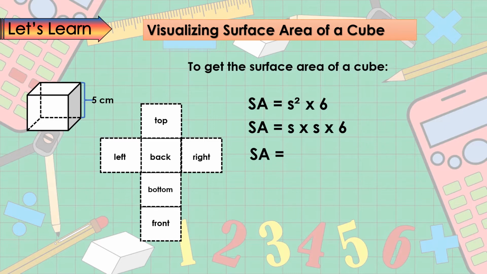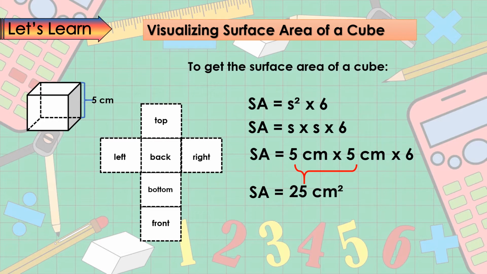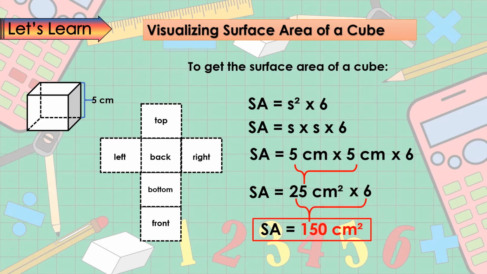We are just going to substitute the value, which is 5 centimeters. So we have surface area equals 5 centimeters times 5 centimeters times 6. And then we have 5 times 5 is 25 centimeters squared times 6. And we have a surface area of 150 centimeters squared. So this is the surface area of the given cube that we have here.